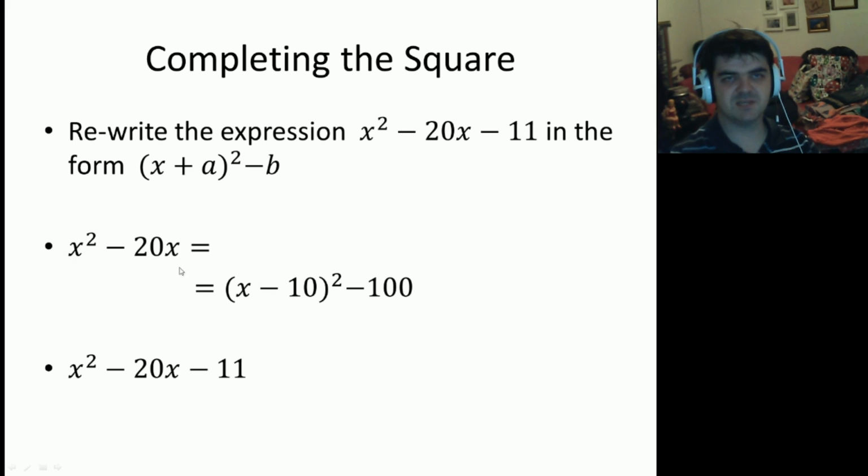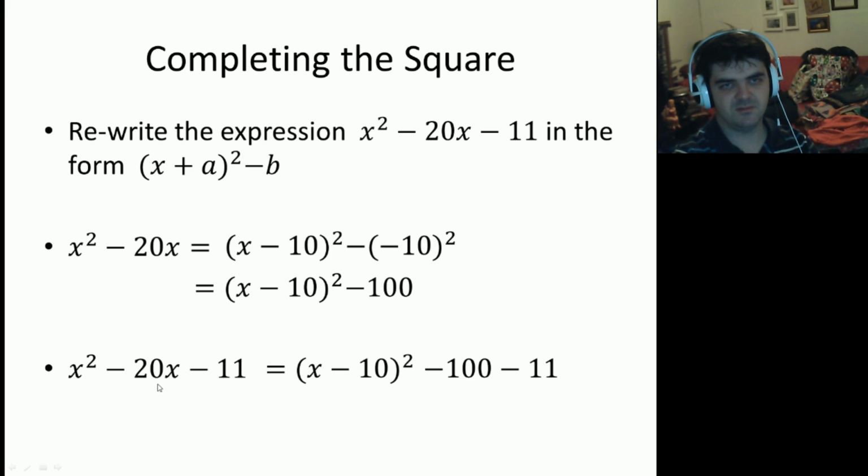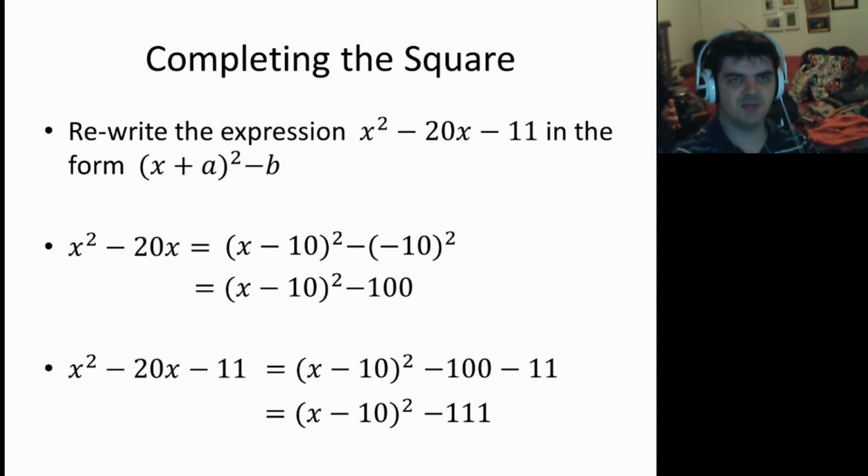We've got to rewrite that expression in the form like that. So we take the first part, x squared minus 20x, which gives us x minus 10 all squared, minus, and it says 100 there, but it probably should say minus 10 squared first, but it is 100. If we're going to do that for the minus 11, we put a minus 11 on the end, and it'll tidy up to give us x minus 10 all squared, minus 111.